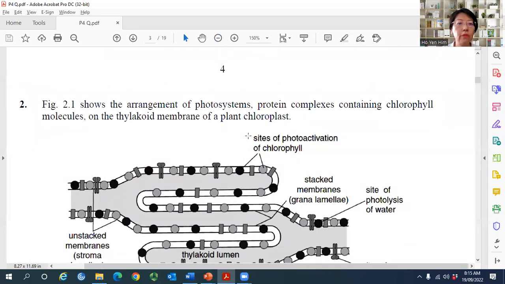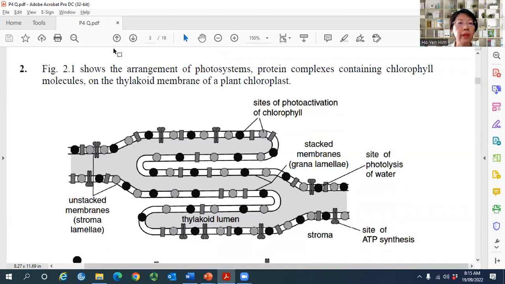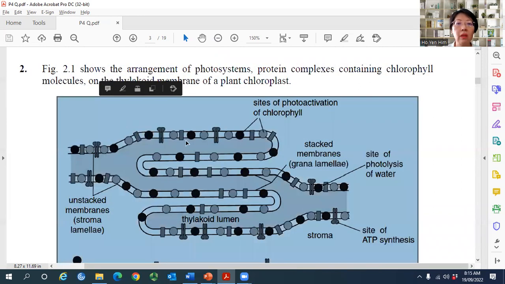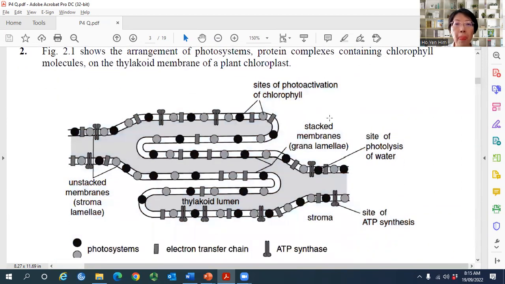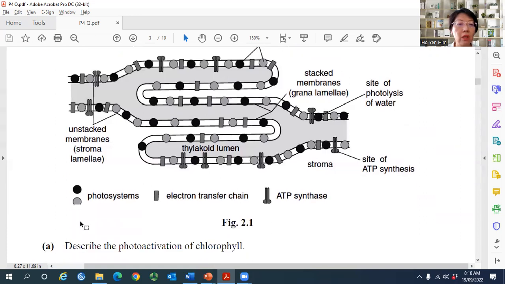Okay, so this one is thylakoid membrane. Figure 2.1 shows the addition of photosystem protein complexes containing chlorophyll molecules on the thylakoid membrane of a chloroplast. So very interesting. Sites of photoactivation of chlorophyll, site of photolysis of water, site of ATP synthesis. Photolysis of water. Okay. So the black, white and gray are photosystem, electron transfer chain and ATPase.